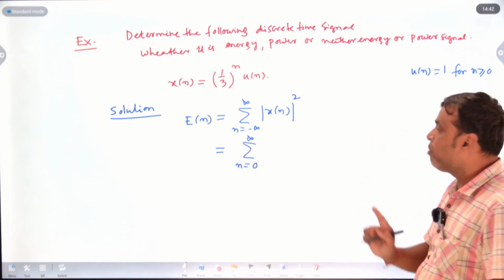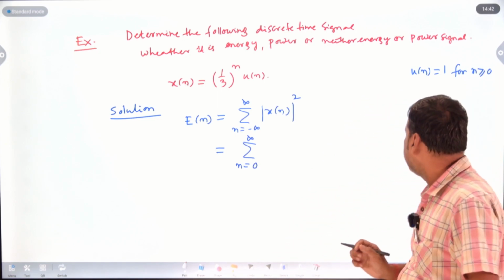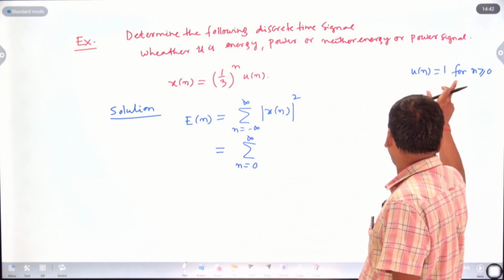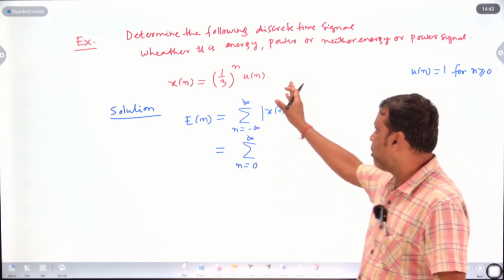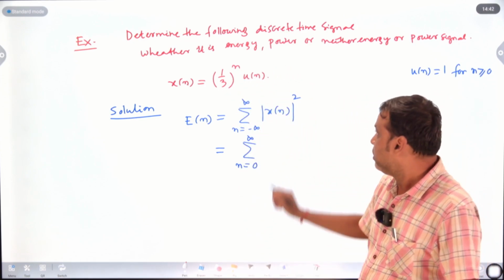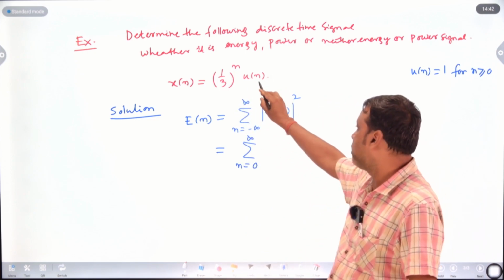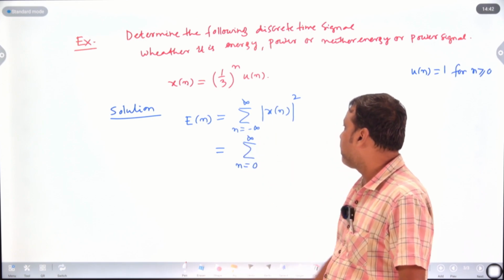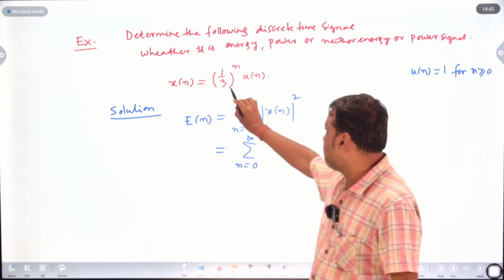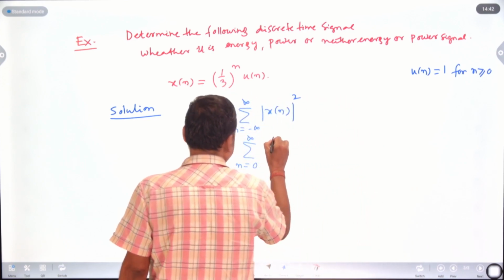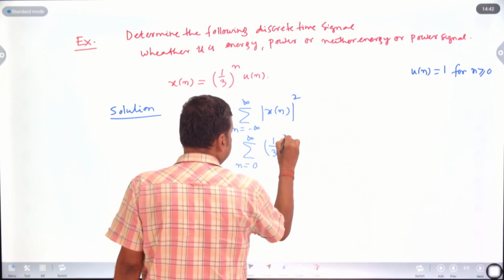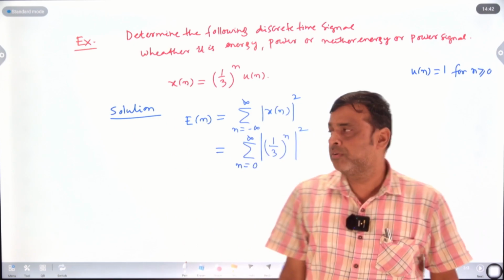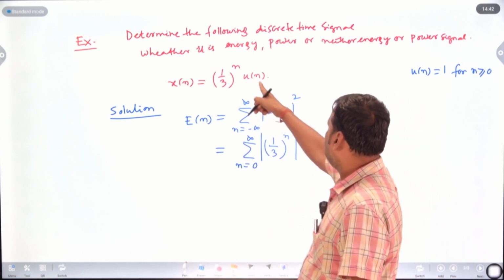u of n is nothing but the unit step sequence, and u of n equals 1 for n greater than or equal to 0. For any positive value of n, the u of n value is 1. So 1 multiplied with any function, the value will be the same. That's why, since u of n is multiplied with this, the limiting value is from n equal to 0 to infinity. Then in place of x of n, you will put (1/3) to the power n, whole square. Are you getting or not? And u of n is 1.